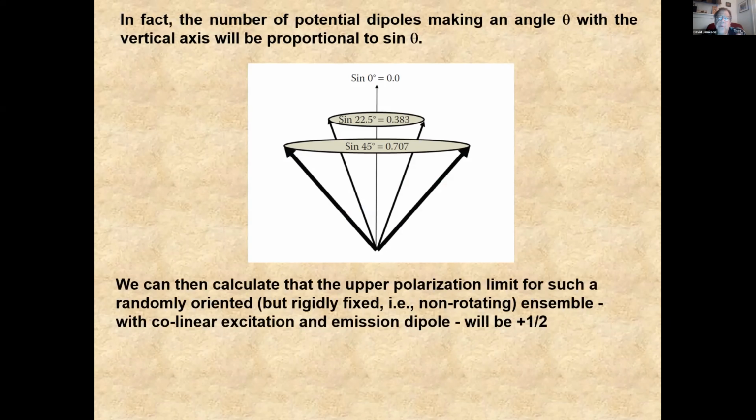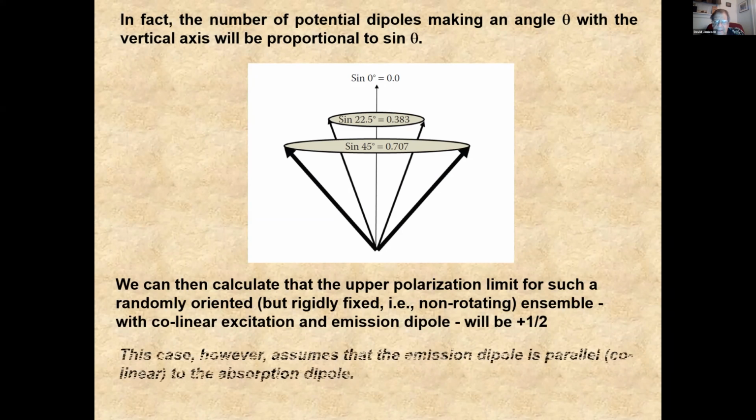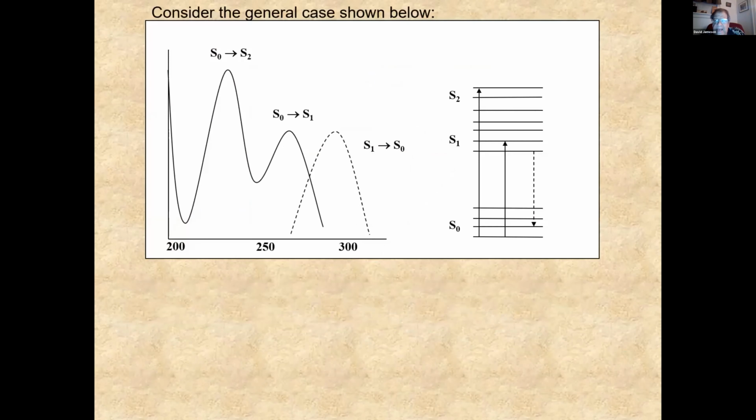Well, if you integrate over both these factors, the number of molecules at different angles and the probability of cosine squared for the absorption, you end up seeing that the limiting polarization for randomly oriented molecules in solution, not rotating, is going to be +1/2 or 0.5. Okay. Now, this assumes that the emission and excitation dipoles are parallel, which doesn't have to be the case.